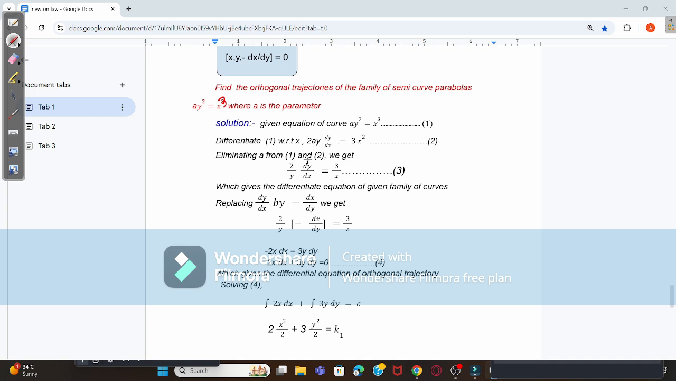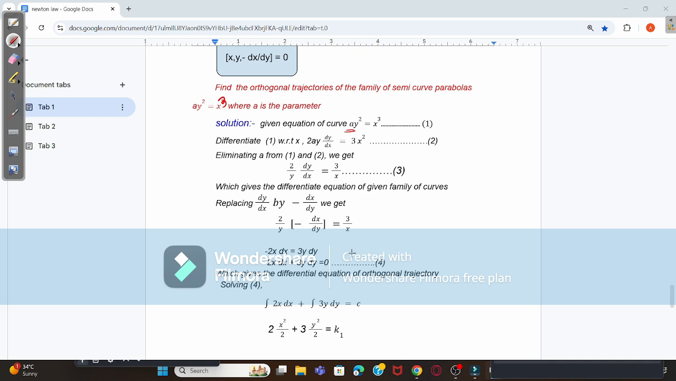Eliminate a from 1 and 2. We get (2/y) dy/dx = 3/x, because we have to eliminate the arbitrary constant. This gives the differential equation of the given family of curves. Now we have to replace dy/dx by minus dx/dy. We get (2/y)(minus dx/dy) = 3/x, so minus 2x dx = 3y dy, so 2x dx + 3y dy = 0.